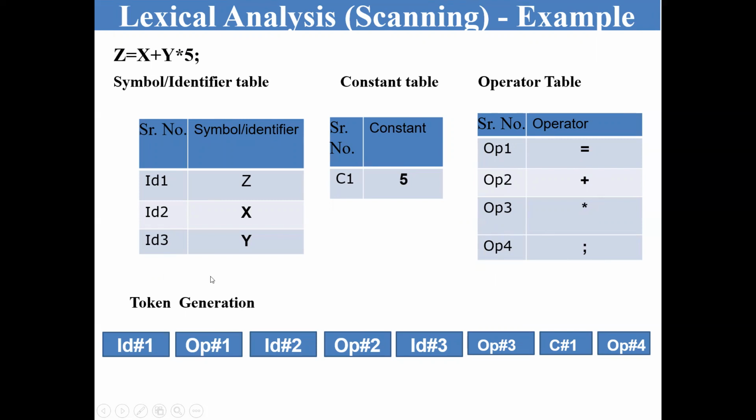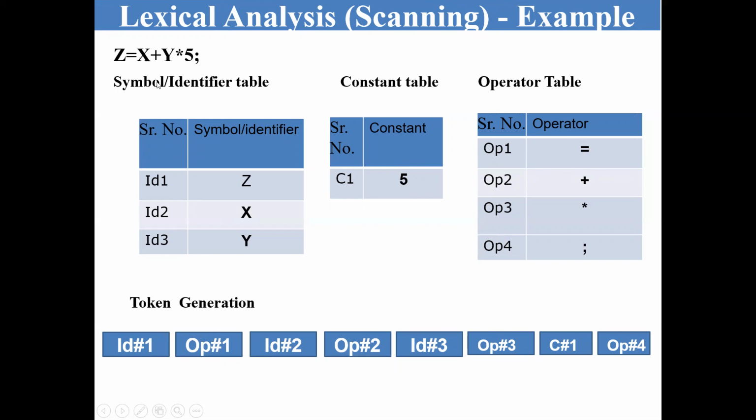Now write the token. So token for the Z. It is an identifier, so check the identifier table. Where is Z? Z is here. So ID hash 1. Number for this one is 1. Now next, that is the equal to sign. Equal to means operator table. So operator is there. Equal to, check the number. That is the 1. So OP hash 1.